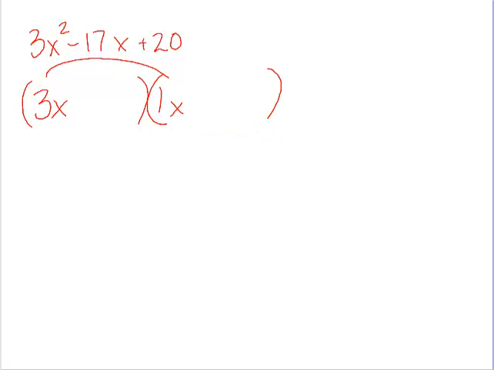So, factors of 20. What are 5 times 4, 2 times 10, and 1 times 20? And you just pick one of those to start with. You want to pick 5 and 4? Okay.